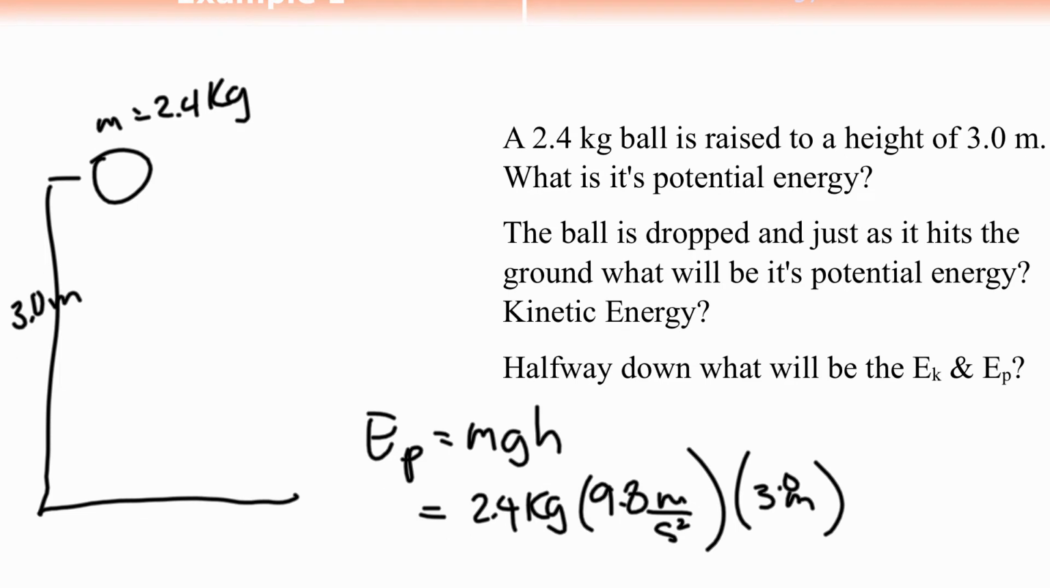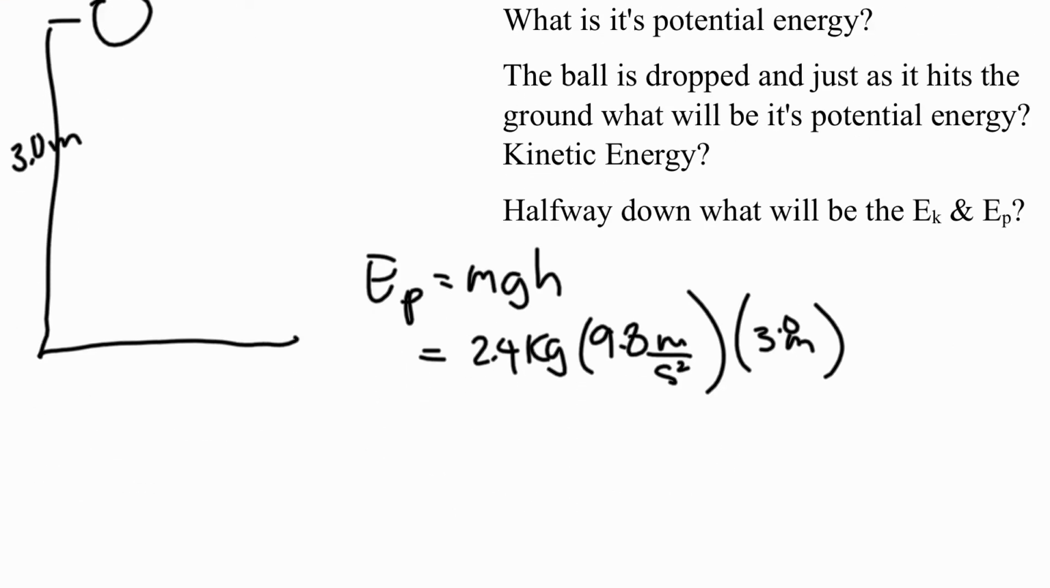So if I multiply all those together, what do I come up with? 2.4 times gravity times 3.0 equals 70.56.